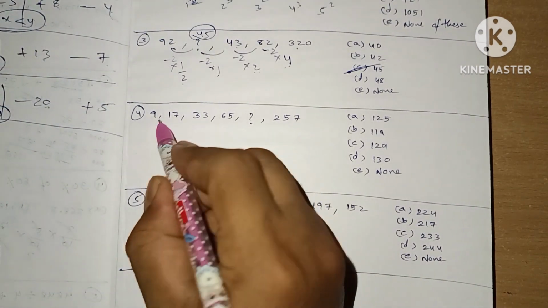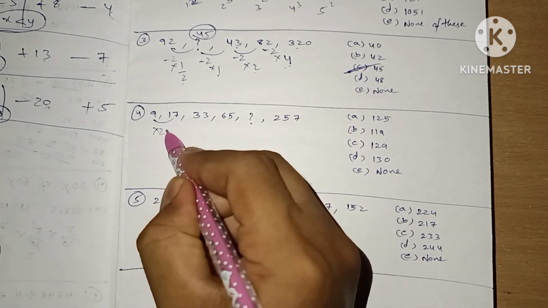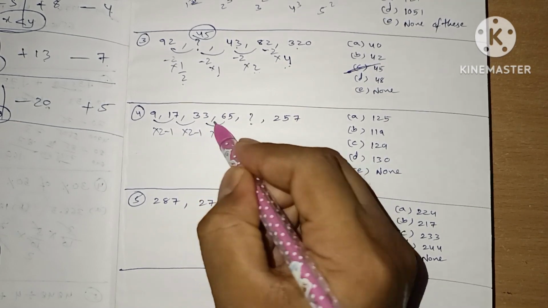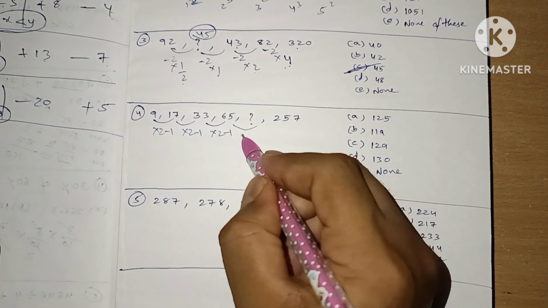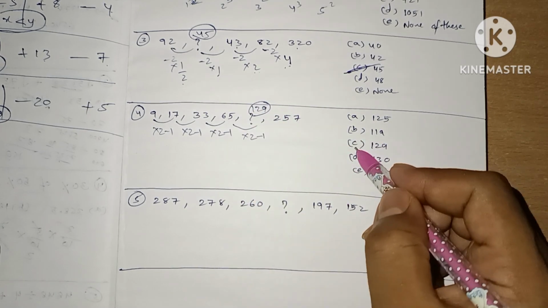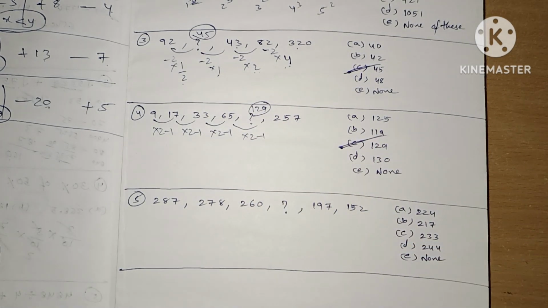Next, here we see into 2 times minus 1, into 2 times minus 1, into 2 times minus 1. So it must be into 2 times 130 minus 1, 129. So 129 is our answer. Option C is our answer.